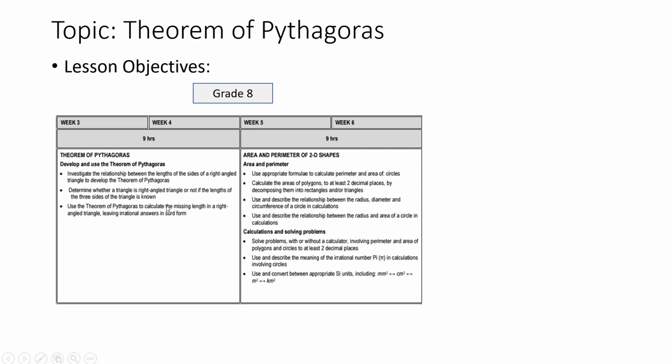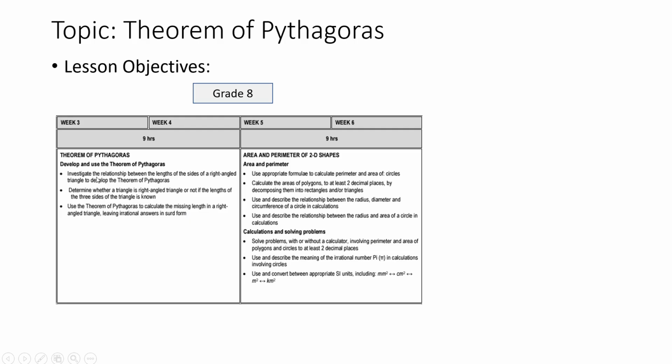Use the theorem of Pythagoras to calculate the missing length in a right-angled triangle, leaving irrational answers in surd form. Surd form, what is the meaning of surd form? The meaning of surd form is just you leave the answer in a square root. For an example, it may say square root of 15. You leave it like that in surd form.